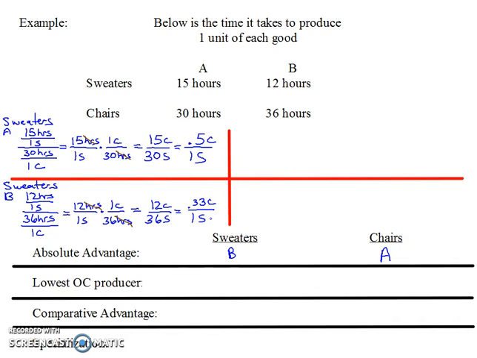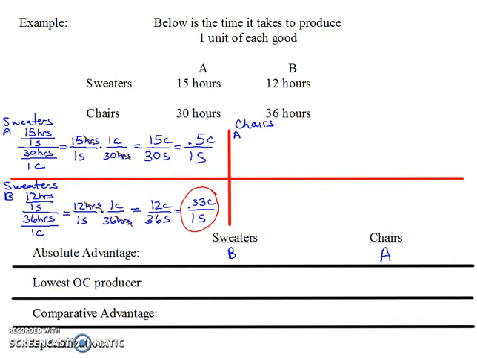So who has the comparative advantage producing sweaters? We would say person B. When person B produces a sweater, he only gives up a third of a chair. When person A produces a sweater, he gives up half a chair. Okay, so let's do this again now for chairs.